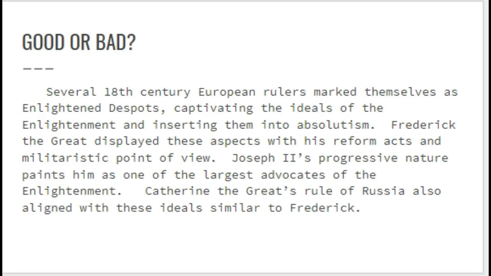Several 18th century European rulers marked themselves as enlightened despots, captivating the ideals of the Enlightenment and inserting them into absolutism. Frederick the Great displayed these aspects with his reform acts and militaristic point of view. Joseph II's progressive nature paints him as one of the largest advocates of the Enlightenment. Catherine the Great's rule of Russia also aligned with these, similar to Frederick. Certainly, there's a broad thesis statement. If you look, here's time, right? And here is place. So we're good there.